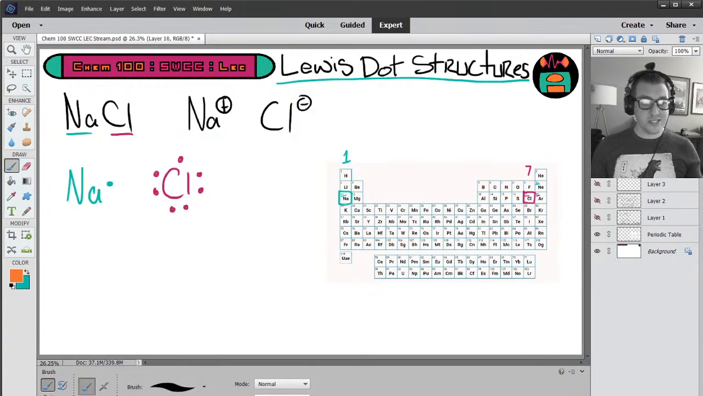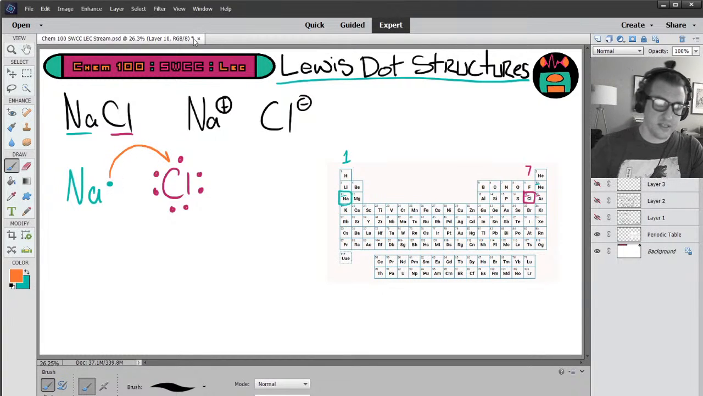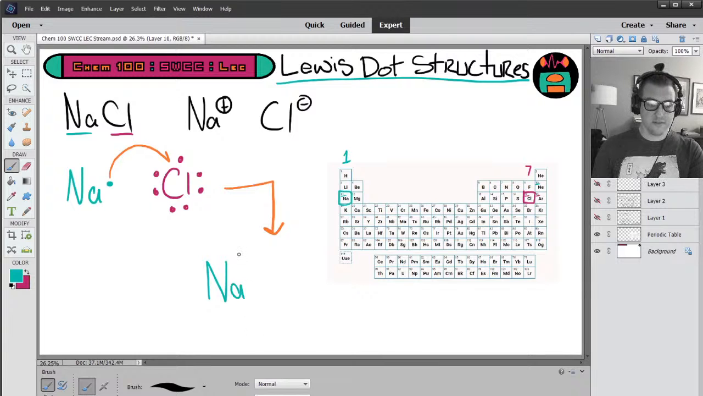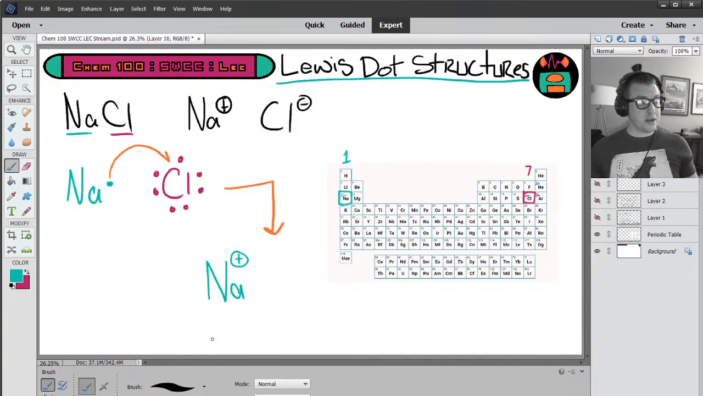And what happens when sodium meets chlorine is chlorine's like, dude, I would kill for an electron. And sodium's like, here, take it. I don't even want it anyway. And sodium gives its electron to chlorine through a chemical reaction. We'll learn in a few chapters, or maybe next chapter, that this is called a redox reaction. What happens to sodium after it's lost its electron? Well, it lost one negative charge, so now it has a charge of positive 1.